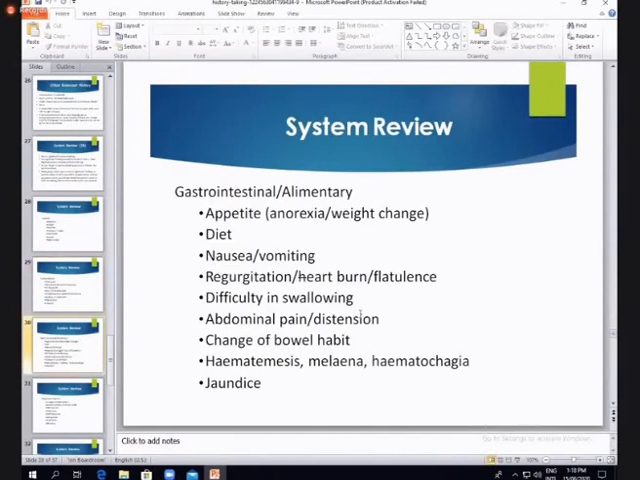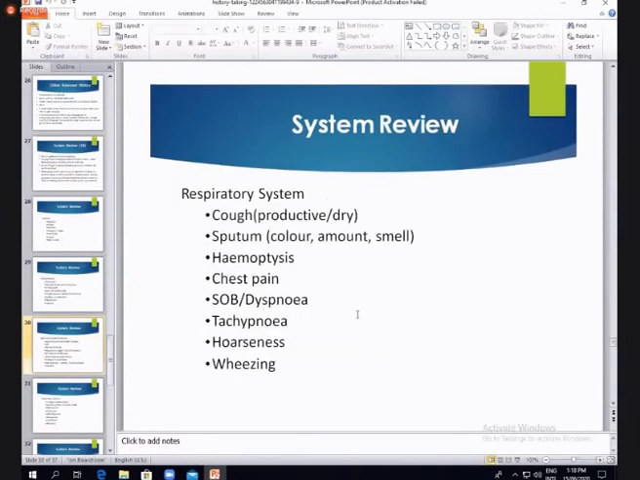In the GI, the alimentary system, you need to inquire about the appetite, diet, nausea, vomiting, difficulty in swallowing, epigastric burning, heartburn, bloating, flatulence, regurgitation, hematemesis, melena, hematochezia. Hematochezia is the per-rectal bleed. Melena is the passage of dark, tarry, black-colored offensive stools indicative of upper GI bleed, and hematemesis is the coffee ground vomitus from the upper GI tract, and jaundice.